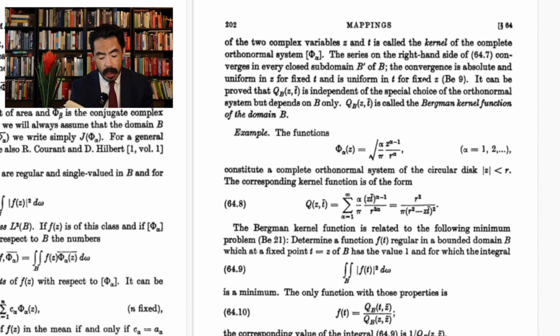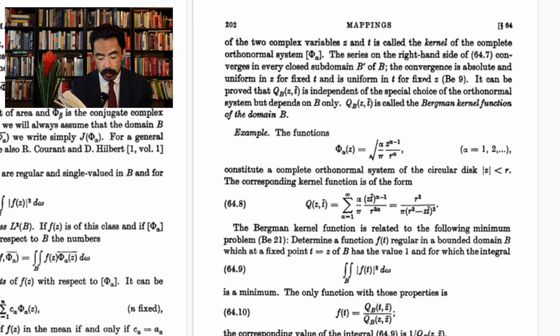The functions where we have Φ_α(z) equals the square root of α over π times z^(α−1) over r^α, where α is 1, 2, etc., constitute a complete orthonormal system of the circular disk where the magnitude of z is less than r. The corresponding kernel function is of the form Q(z, t̄) equals the sum on the index α from 1 to infinity of α over π times (z t̄)^(α−1) all over r^(2α), which is then equal to r² over the denominator of π times (r² − z t̄)².